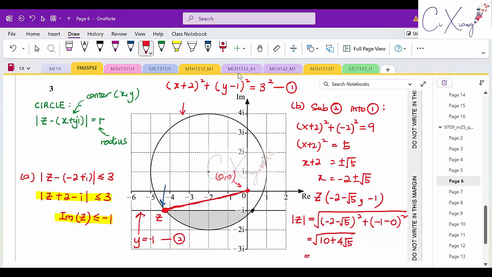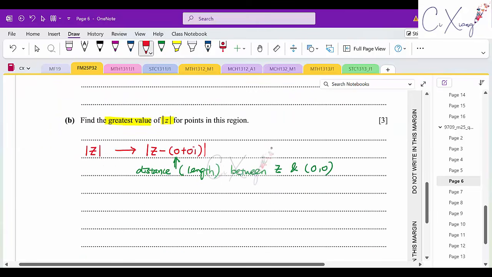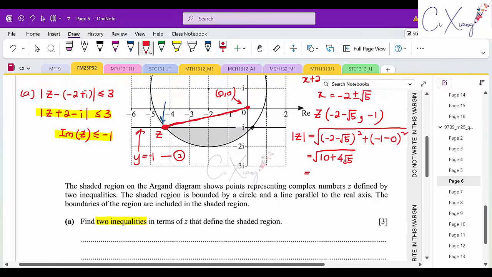Then again, for this question, did they ask anything about the form of the answer? They only say find the greatest value, right? But not find the greatest exact value. So if I get this one, I don't like to have a square root inside another square root. So for me, I will change it to an answer with 3 significant figures. It should be 4.35.